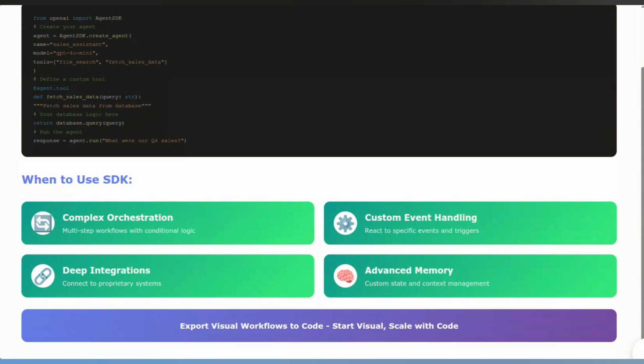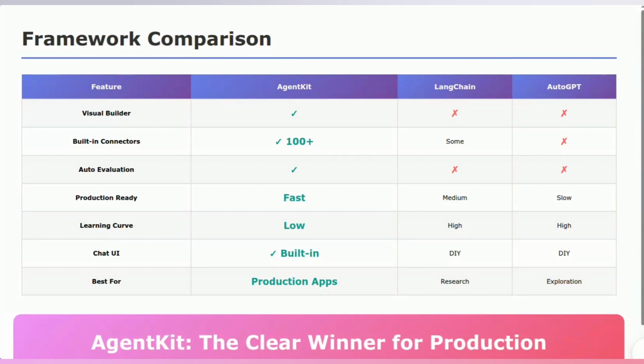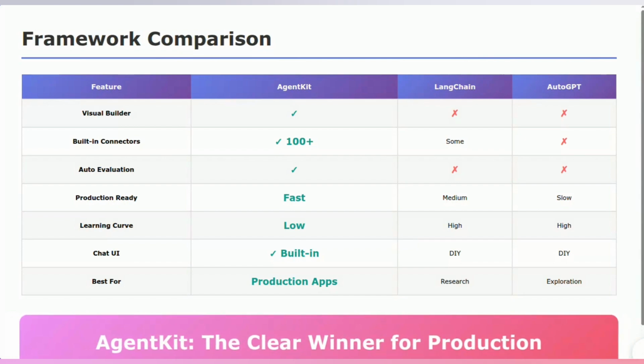Now, you might be wondering, what about LangChain? What about AutoGPT? Let me show you how AgentKit compares. Visual Builder. AgentKit has it, the others don't. Built-in connectors. AgentKit has over 100. LangChain has some. AutoGPT has basically none. Auto-evaluation. Only AgentKit has this built in. Production readiness. AgentKit is fast. LangChain is medium. AutoGPT is slow.